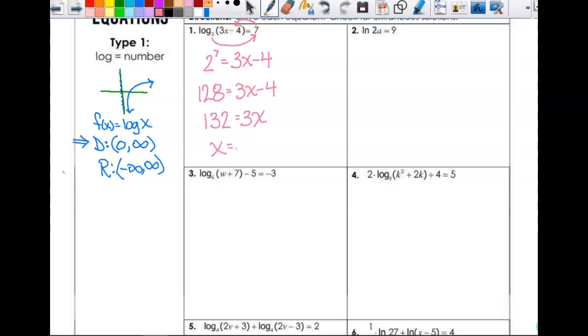Try again. Really quick. 44. There you go. X is 44.